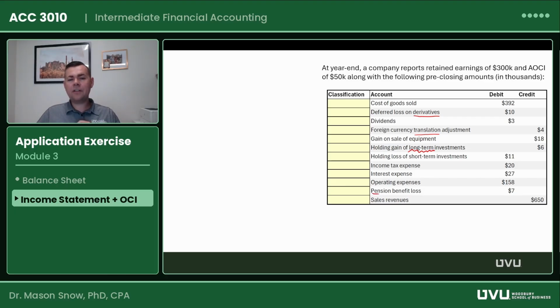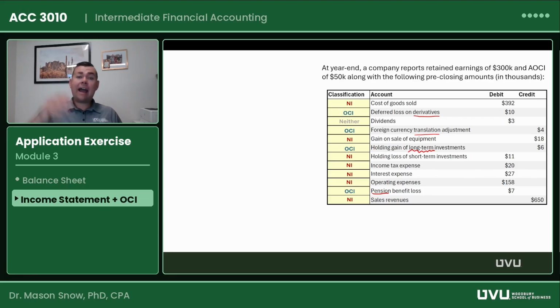And lastly, things related to pensions. Both long-term investments and pensions, you will see those in Accounting 3020. But for now, we just need to know that these are the 4 accounts that flow through other comprehensive income. And when you do the accounting for these in subsequent classes, you're going to be familiar that this is something outside of the income statement. Well then, nearly every other account here is going to flow through net income with the exception of dividends. It's not on the income statement. It doesn't factor into the calculation of net income.